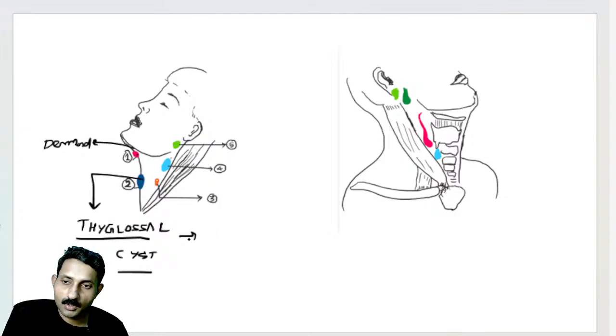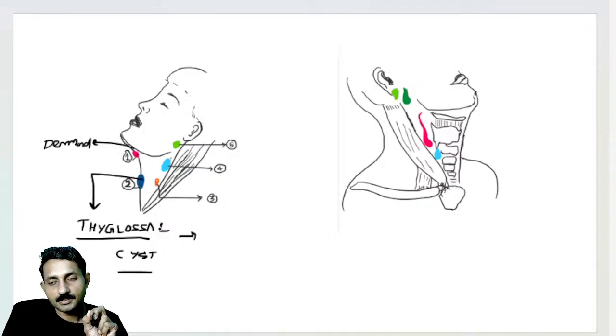Why is it moving with deglutition? What is deglutition? When you ask the patient to swallow, the tongue is moving. When you try to swallow, what is happening? Our larynx is going upwards. Or in other words, this duct is getting pulled into the tongue itself. So what will happen? This swelling will move up. So this is a characteristic feature.